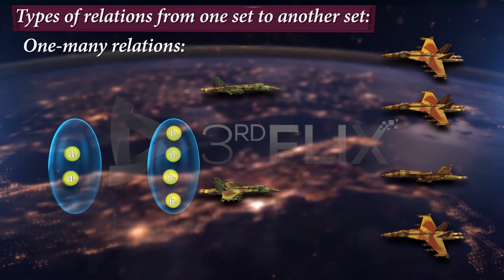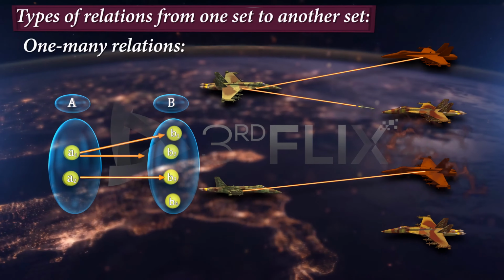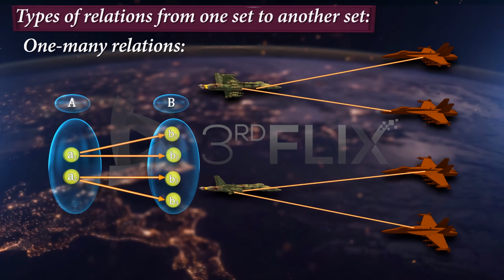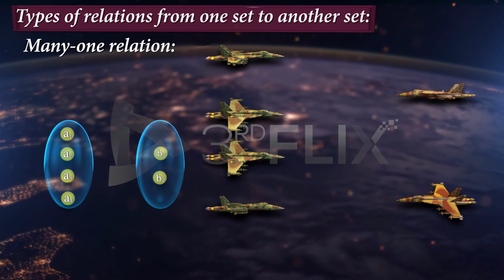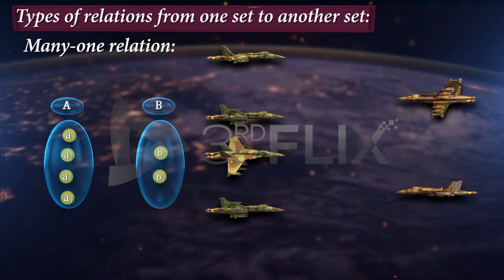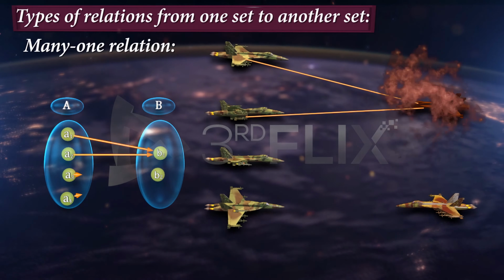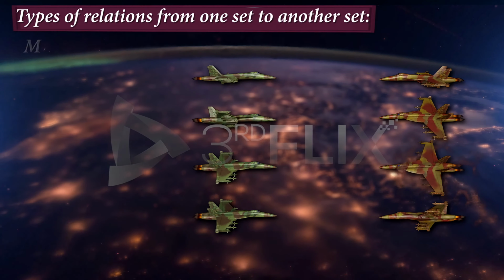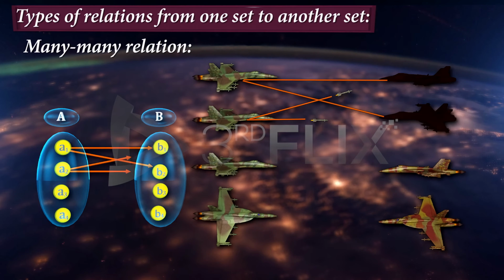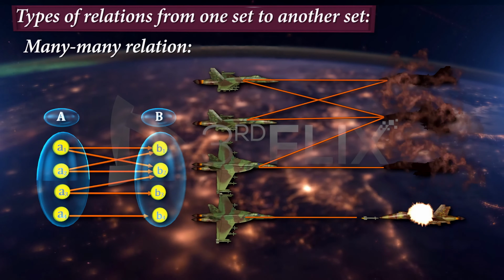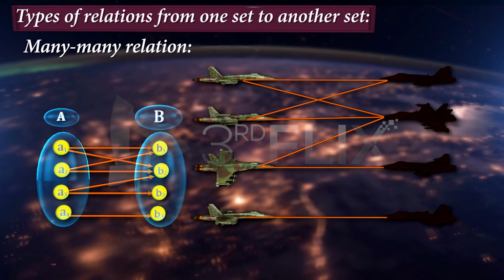One-to-many relation: a relation R from A to B is said to be one-to-many if an element of A is related to two or more elements of B. Many-to-one relation: a relation R from A to B is said to be many-to-one if two or more elements of A are related to one element of B. Many-to-many relation: a relation R from A to B is said to be many-to-many if two or more elements of A are related to two or more elements of B.